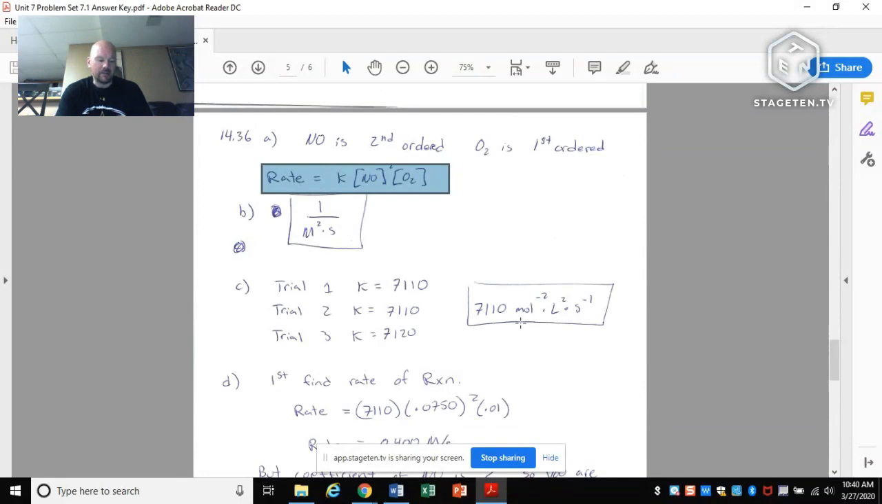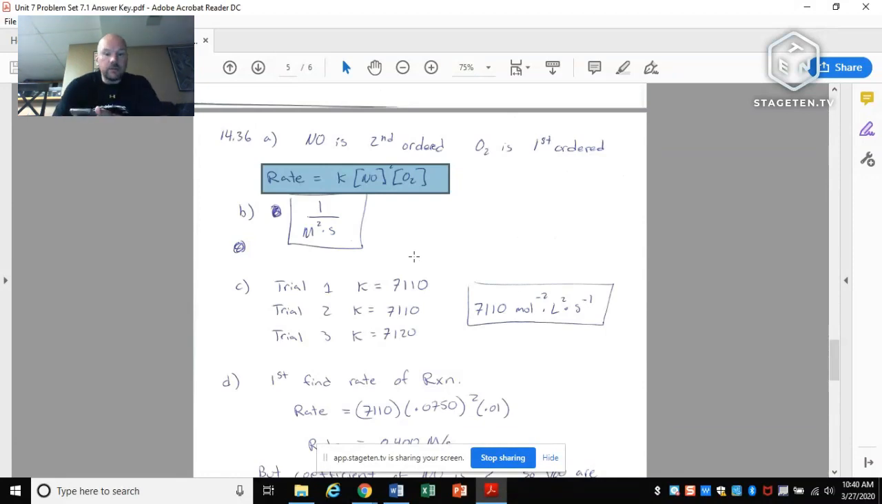It's just asking you to calculate the average. I've never seen an actual AP question where they ask you to calculate the average K value. If they ask you to calculate the K value, all you have to do is take the data from one of the trials, plug it in, and solve for the K value. Now again, make sure you know how to get the units of K. And then D. What are we doing?